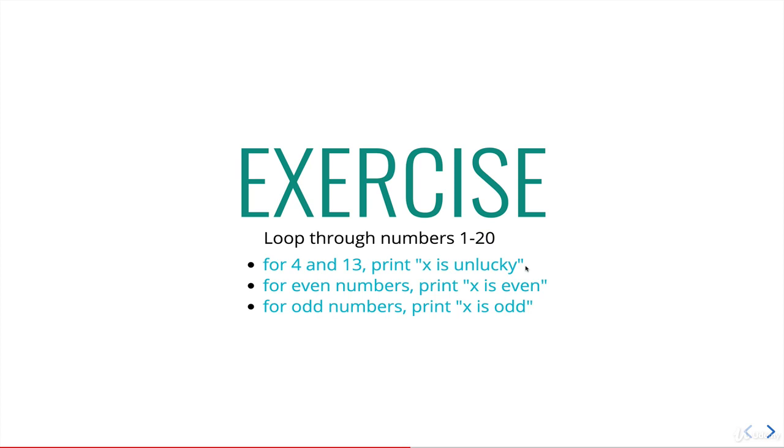So 13, at least in the US, is considered unlucky. And I know 4 is unlucky in Chinese culture. So if there's another unlucky number in your culture between 1 and 20, print X is unlucky for it. And if the number is even, print X is even. If the number is odd, print X is odd.